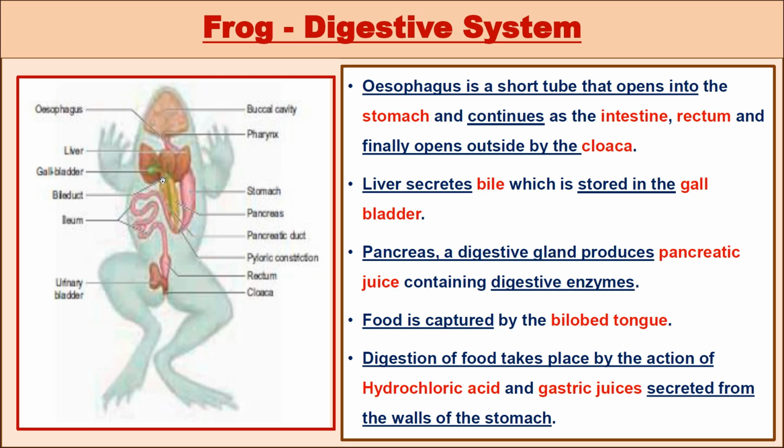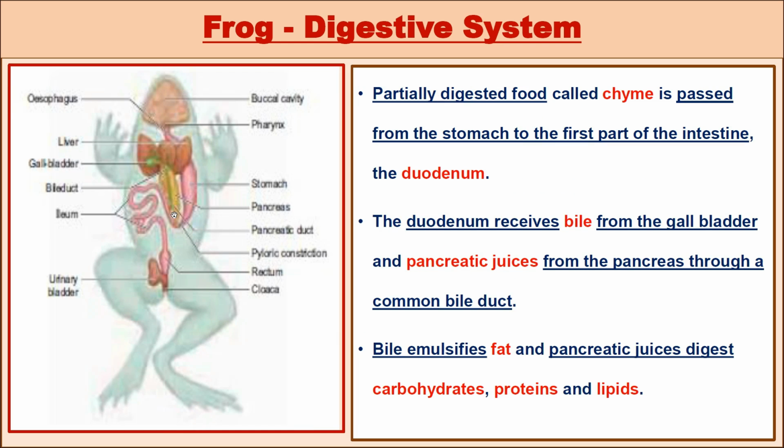The liver is present and it secretes bile. It is stored in the gallbladder. The pancreas, a digestive gland, is also present, and it produces pancreatic juice containing digestive enzymes. Food is captured by the bilobed tongue. Digestion takes place by the action of hydrochloric acid and the gastric juice that are secreted by the stomach wall. Partially digested food, the chyme, is passed into the intestine from the stomach, and the first part of the intestine is called the duodenum. It receives chyme, bile from the gallbladder and pancreatic juice from the pancreas through a common bile duct. The bile will emulsify the fat, and the pancreatic juices will digest the carbohydrates, proteins and lipids.